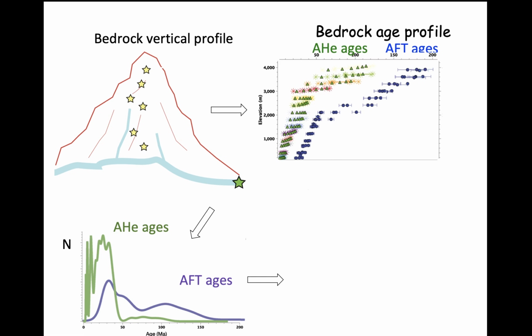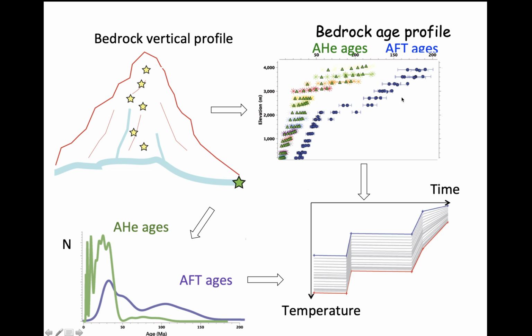And clearly what we measure in the detrital sample is going to be a function of the elevation age profiles for the different types of methods. And the question is, can we effectively do the same as we do with an in situ vertical profile? Can we take the detrital data and try to reconstruct this vertical profile's thermal history?